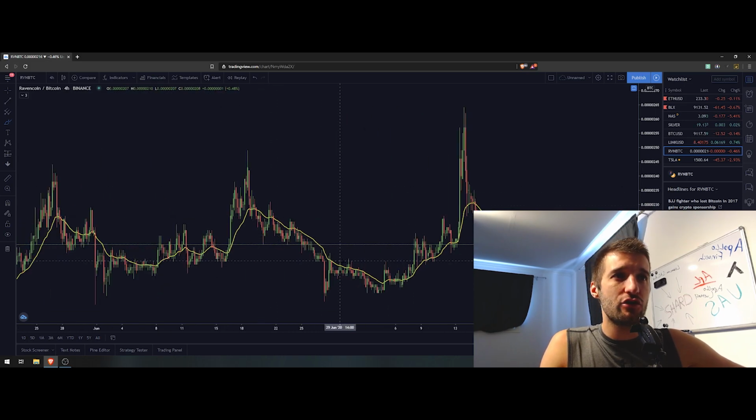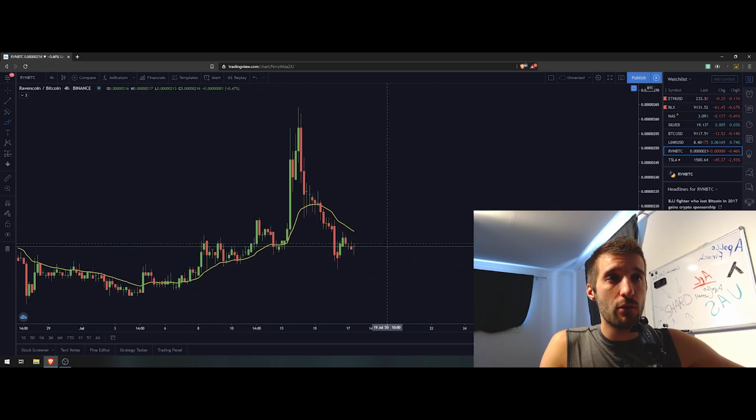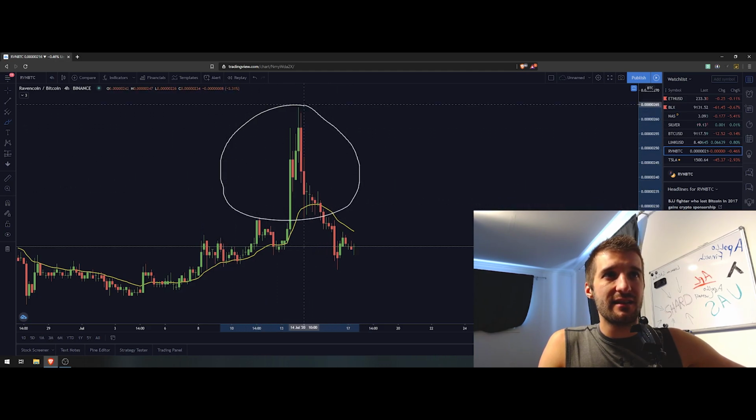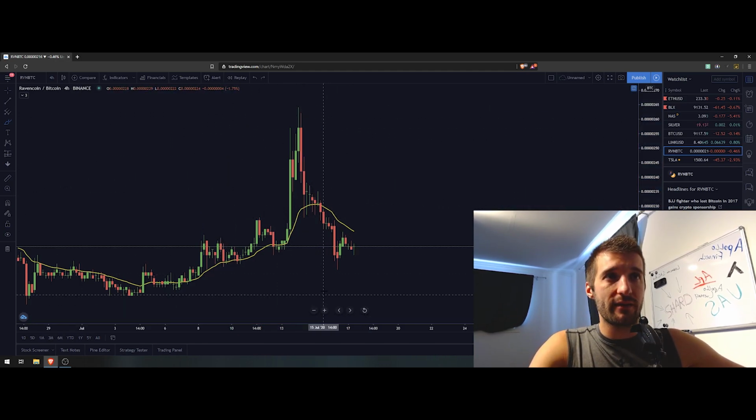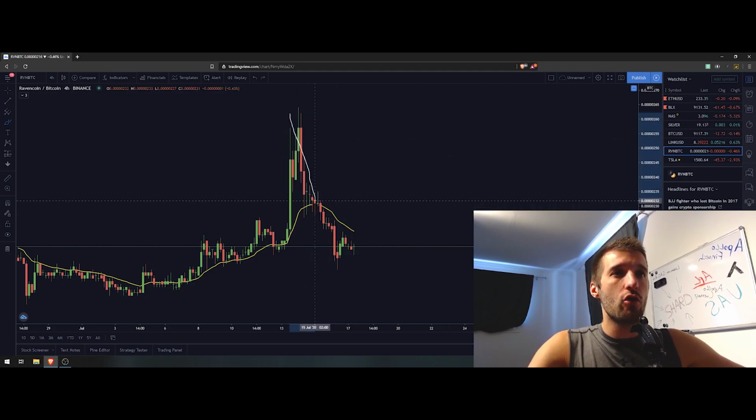The 20 exponential moving average is this yellow line, which is one of the most important ones in all charts. Over here we can see that Ravencoin in this jump never retested this yellow line, or the 20 exponential moving average, and usually when that happens, the price is going to come very violently to retest this moving average, and probably it's not going to hold, as we can see over here. And now Ravencoin is deep in the downtrend.